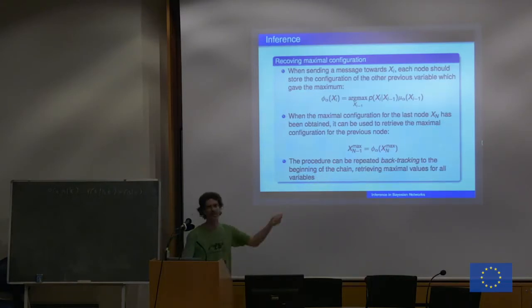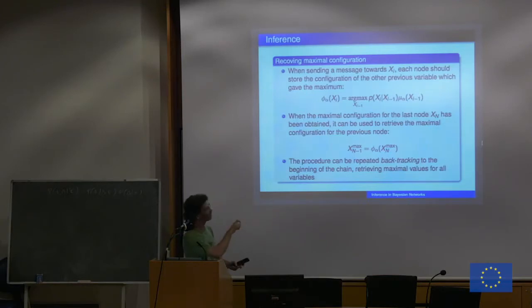Then I take the configuration message, I plug the value for the last variable, and I recover the maximal value for the previous variable. Like if wet is true, probably the most probable configuration for the previous variable was rainy, yes. If I have this, I can backtrack again to the previous configuration message and get the best configuration for the previous variable, which will probably be rain, yes. The previous configuration is cloudy, yes. And you go back until you reach the beginning of the sequence.